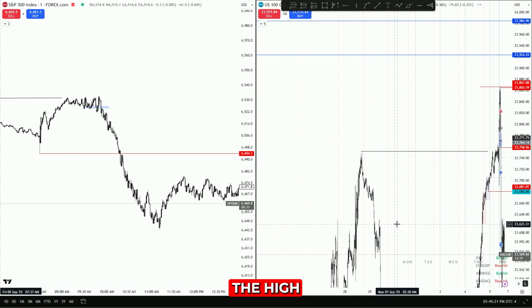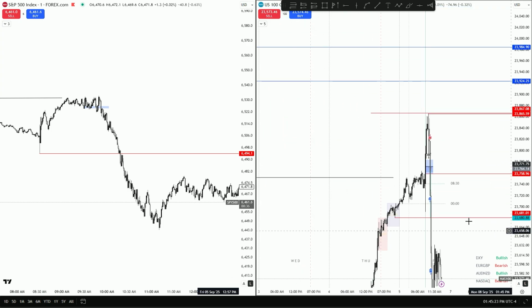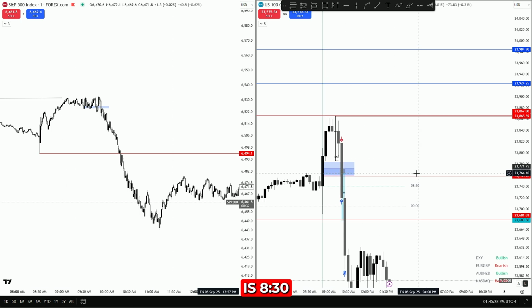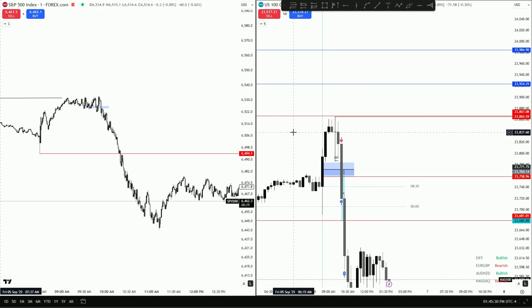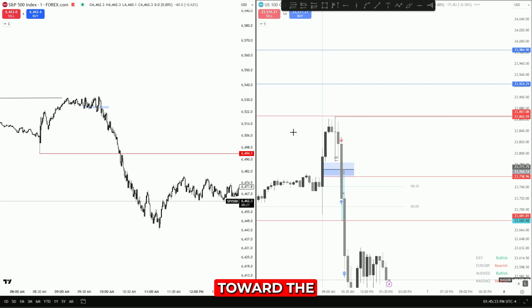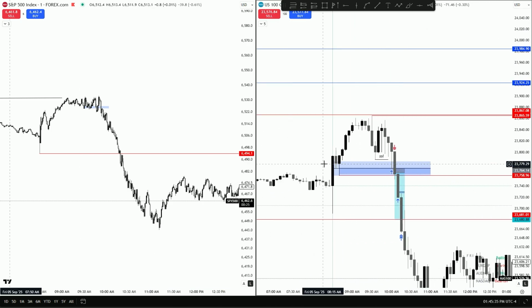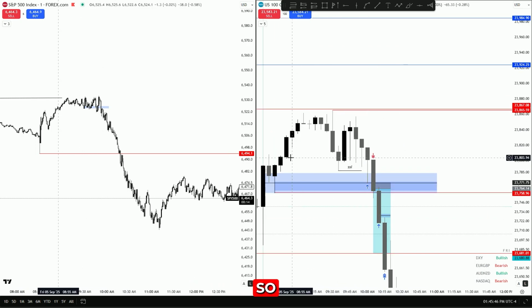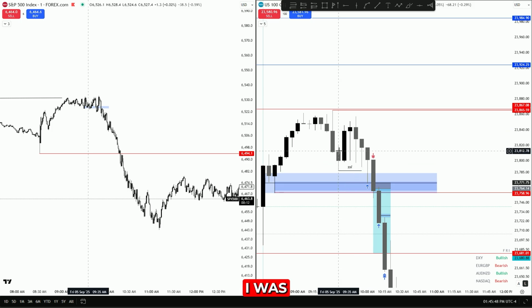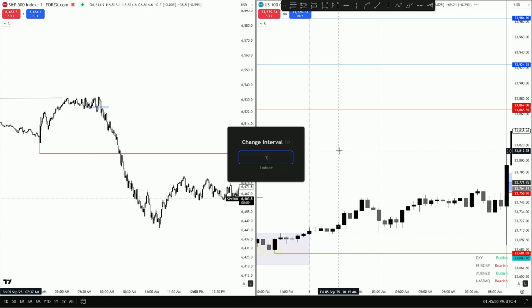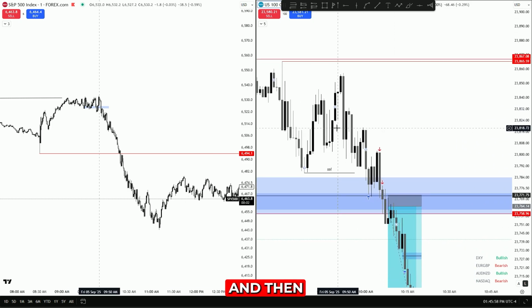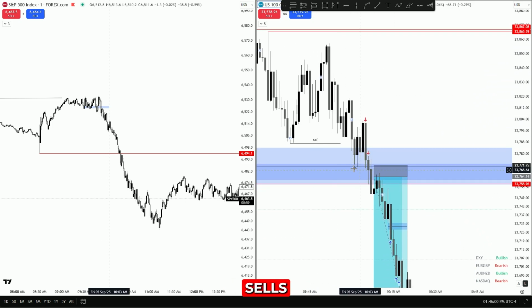First of all, we took the high time frame buy side liquidity at the day open, today's open, which is 8:30 and 9:30. I moved to the 5-minute and saw that at 8:30 we got the news as well, so we did a manipulation below, and then we moved to the buy side again. After that, I was taking sells over here, which got stopped out first of all, and then I waited and took another sell over here.